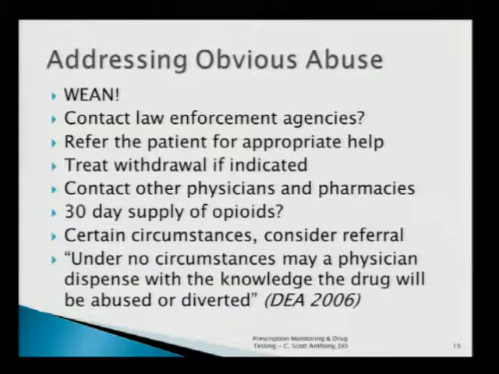Addressing obvious abuse, I wean them. I'll get them help. I will get them help. Now, obvious abuse is contact law enforcement. What do I do? Yes, I will. If I've found somebody forging a prescription, if I find somebody who's going to 10 different doctors in the OBN, I will call the authorities, and we'll also call the other physicians on that list.